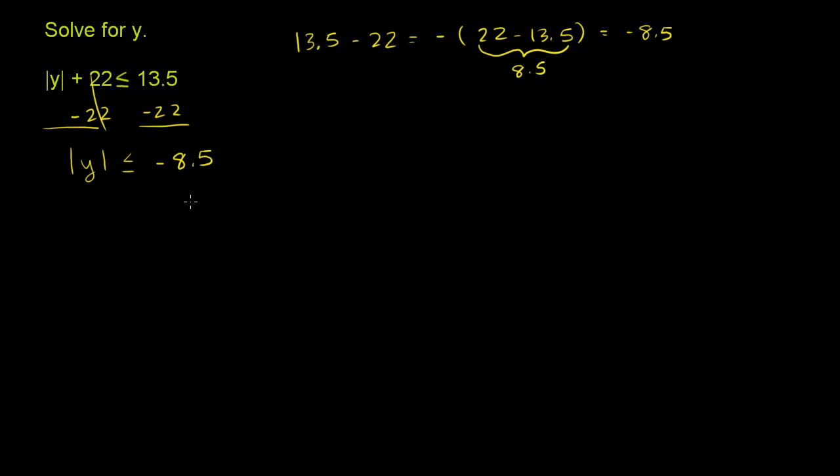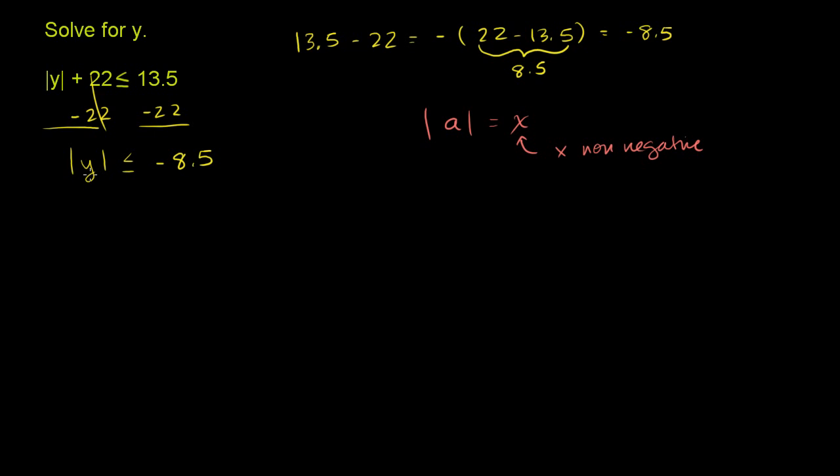Now, this should cause you some pause. Because when you take the absolute value of anything, what do you know you're going to get? If I tell you that the absolute value of, I don't know, any number, well, we'll just say the absolute value of a is equal to x. What do you know about x? You know that x is non-negative. It's either a positive number or 0.